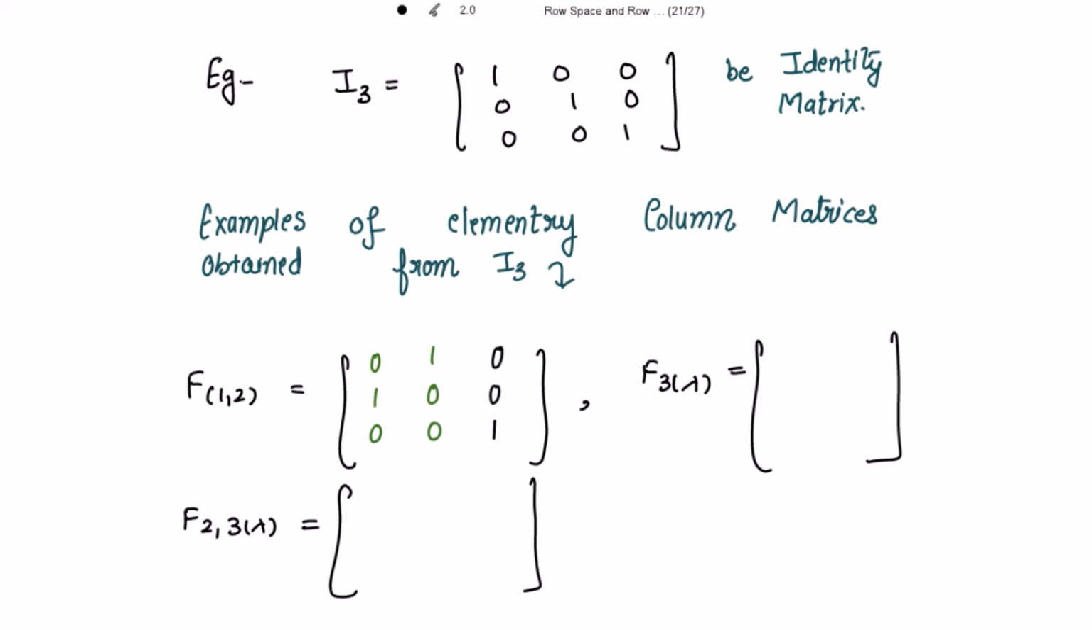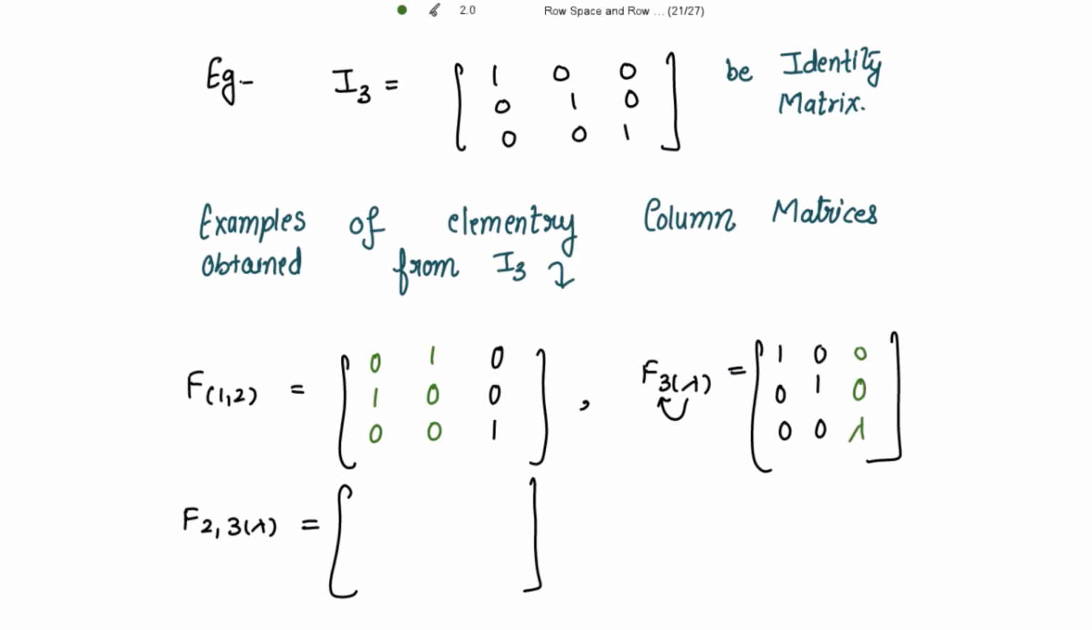Right? Okay. In the second example, I'm going to apply the column operation F3 lambda, which means I'm going to multiply lambda with the third column. So the first column is as it is, second column is as it is, and the third column will become, just multiply the elements of the third column with lambda. So we get 0 0 lambda, right?